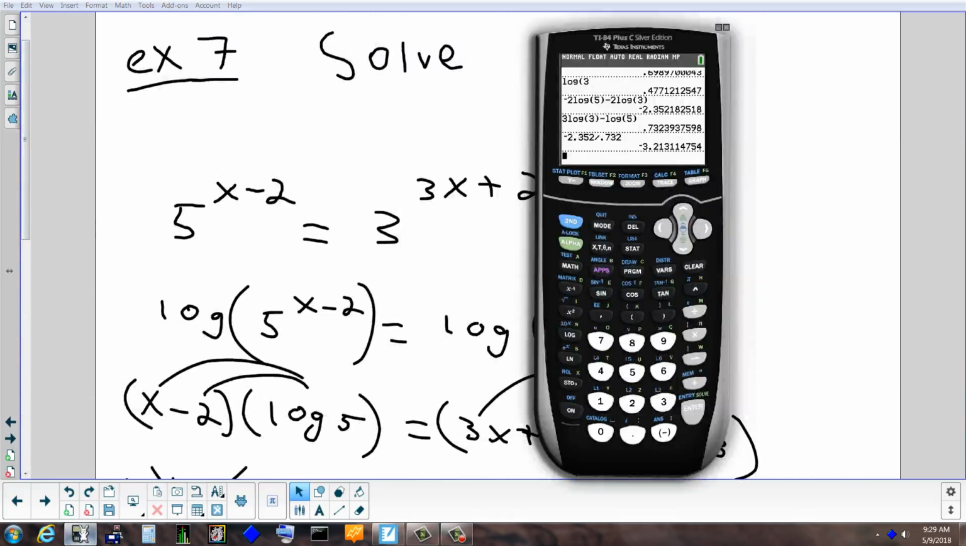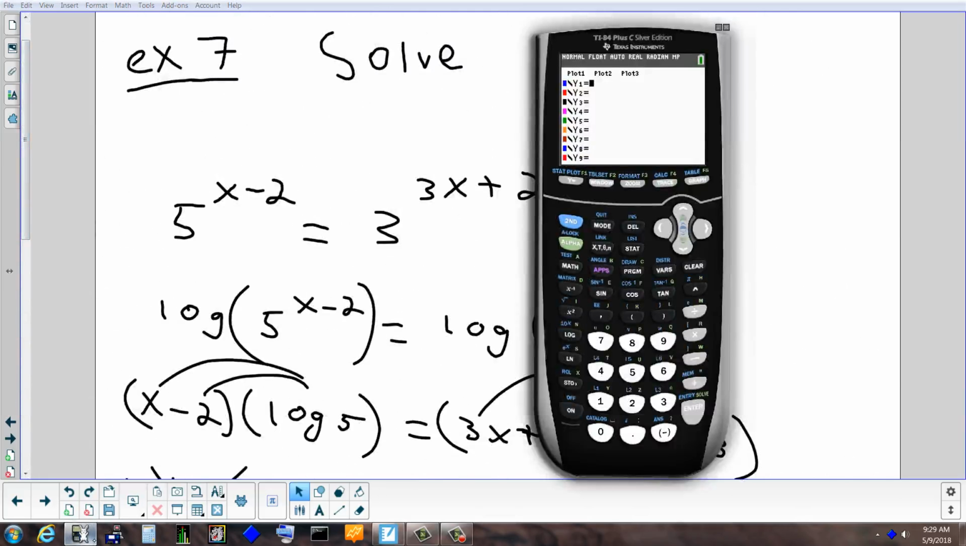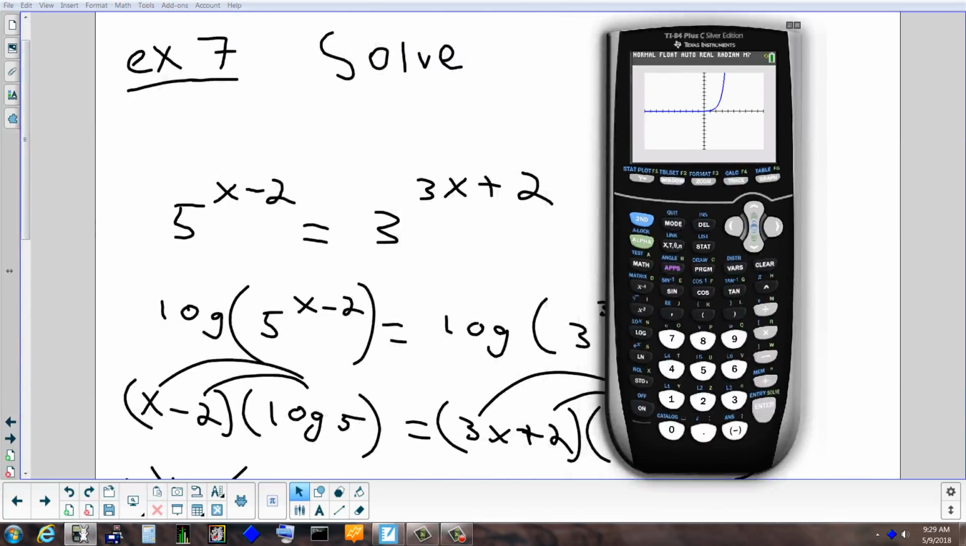So let's just take a look. So we've got 5 raised to the x minus 2. That's going to look something like what you're seeing in blue. And the red one, so these are definitely not straight lines at all. This is not y equals mx plus b. 3 raised to the 3x plus 2.